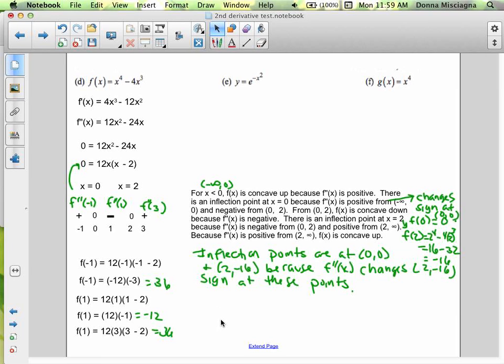Because f double prime of x is negative from 0 to 2 and positive from 2 on. All right, so it changes signs at 2. That means 2 is an inflection point. The exact point is 2, negative 16. And we got the negative 16 from plugging 2 back into the original function. And then finally it's concave up from 2 to infinity because f double prime is positive on this interval. Okay? So there we go.